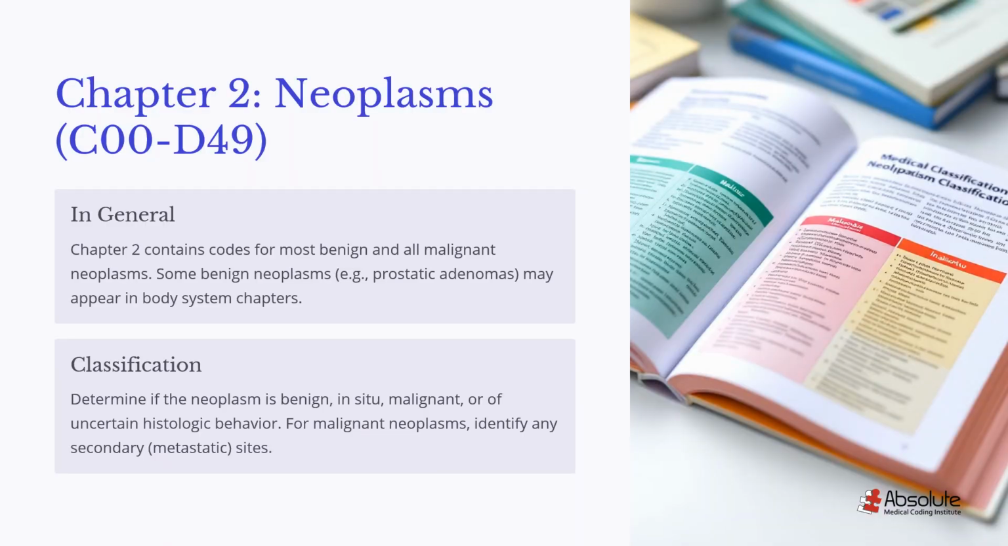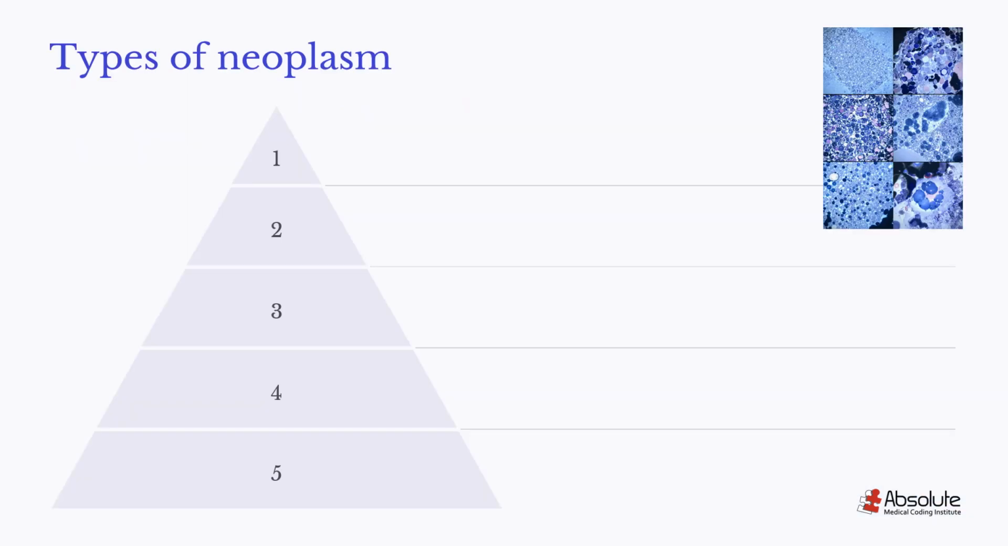Essentially, in this section, you are coding for neoplasms, cancers, sarcomas, adenomas, and leukemias, just to name a few. But before we go any further, let's look at the classifications or types of neoplasms as defined by ICD-10-CM. Let's begin defining these types of neoplasms.